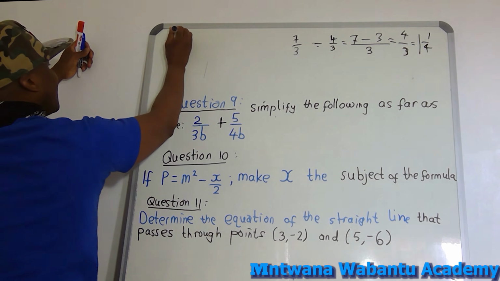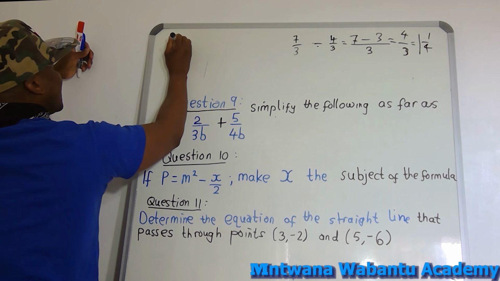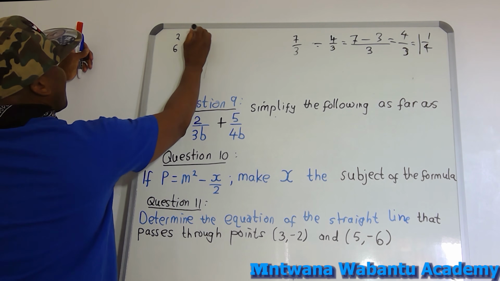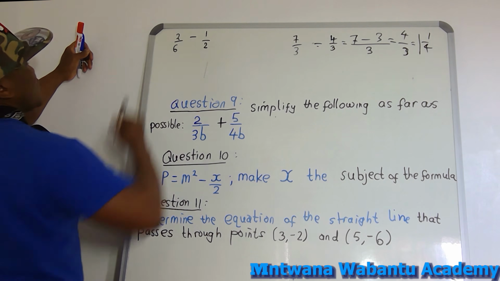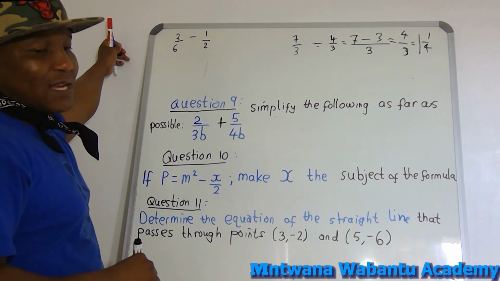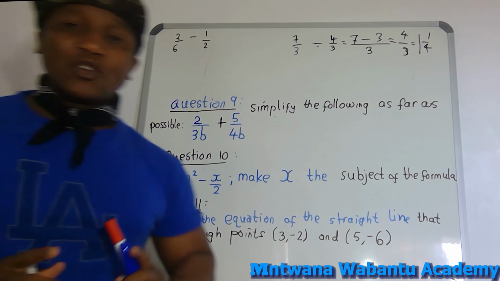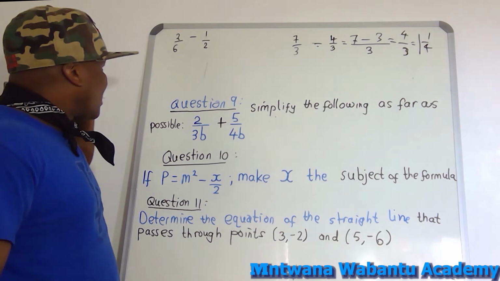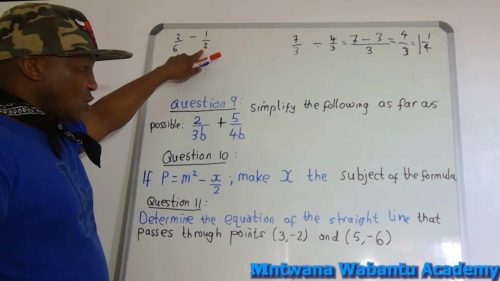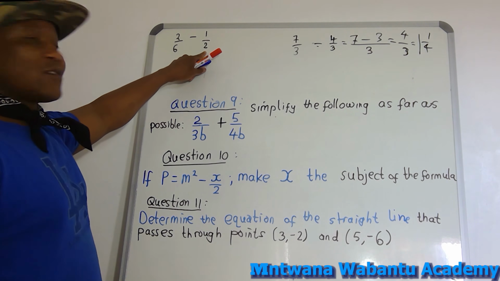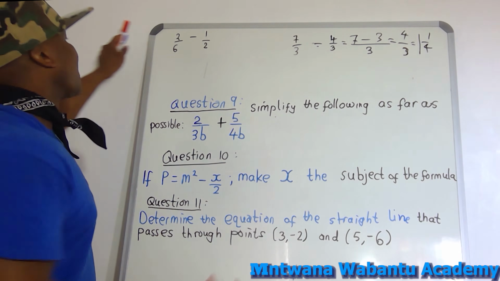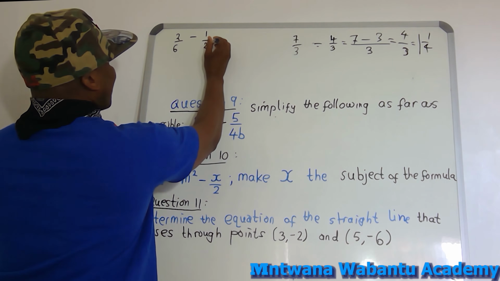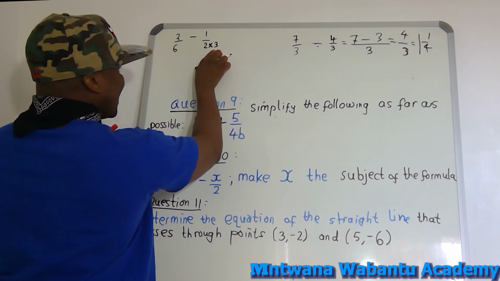Somebody gives me, let's say, 2/6 minus 1/2. See this one here? Let's simplify. Your intention is to make all the denominators the same. This is 6 and this is 2, so you have to think: should I change 6 or should I change 2 to make them the same? I think it's going to be easy for me to change the 2 to become 6, because your intention is to make the denominators the same. So I'm going to multiply by 3, so it becomes 6.